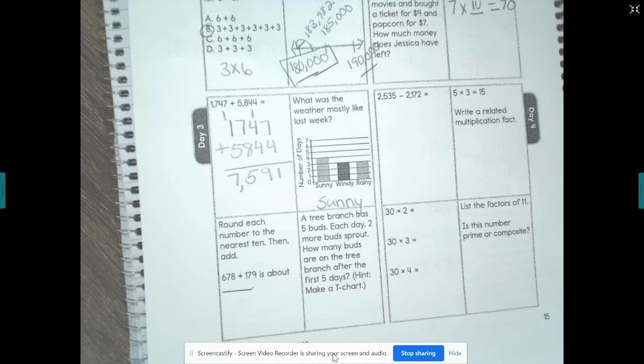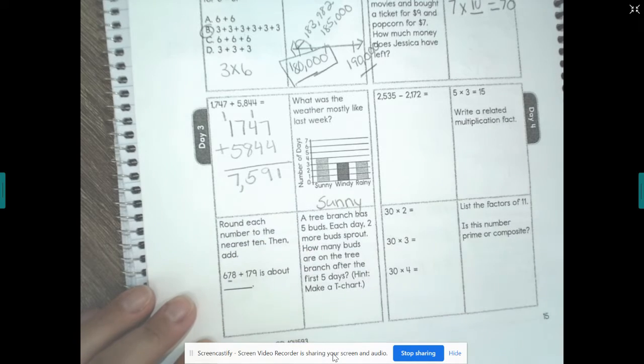All right, let's look at the next problem. Round each number to the nearest 10, then add. So you can't add right away. You need to round first. And we're rounding to the nearest 10. So let's look at 678. The 7 is in the tens place. We're going to look behind this number. It's an 8. So remember the rule.